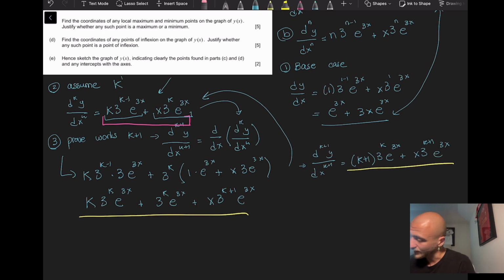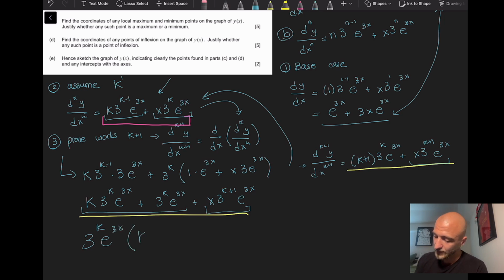Now let's see how far we've come. This last term here is already good: x 3^(k+1) e^(3x). So all we need to do now is combine these two terms together. The nice way to do this is to realize that they both have a 3^k e^(3x) term, so let's factor that out. 3^k e^(3x). What are we left with? (k+1) plus x times 3, all times 3^k e^(3x).